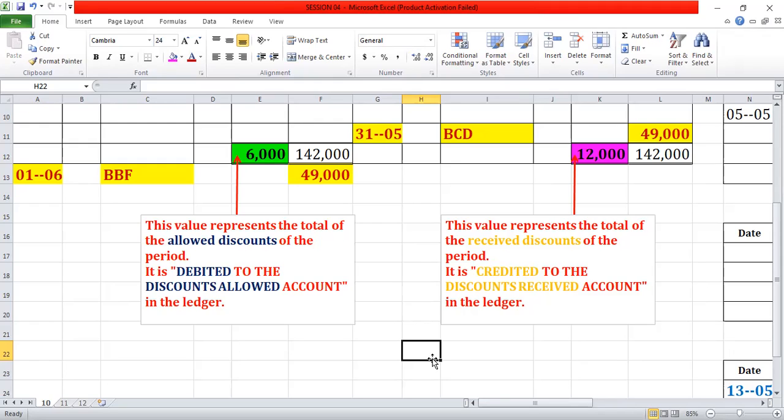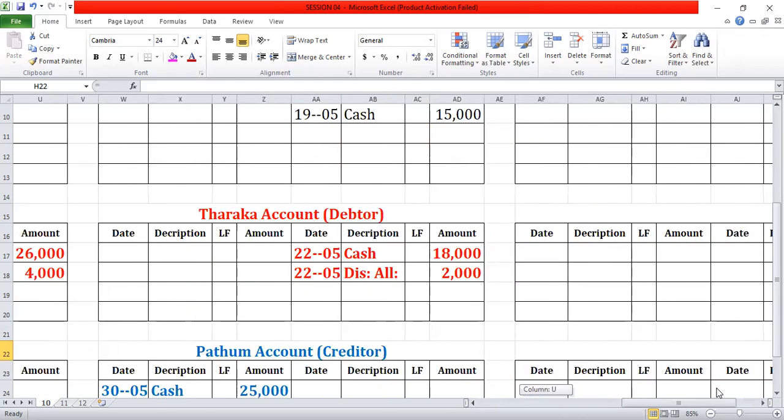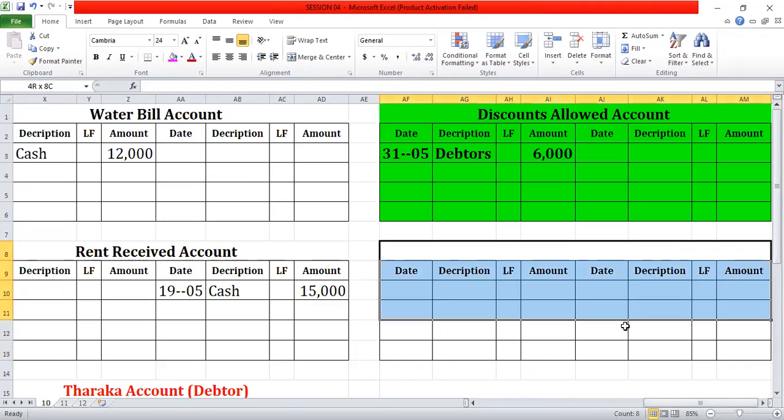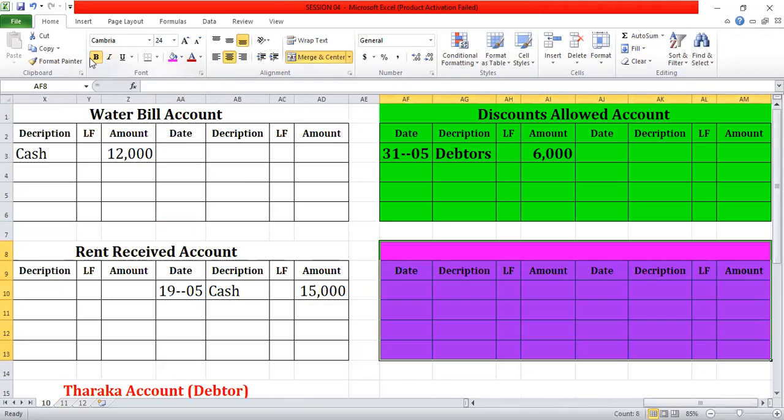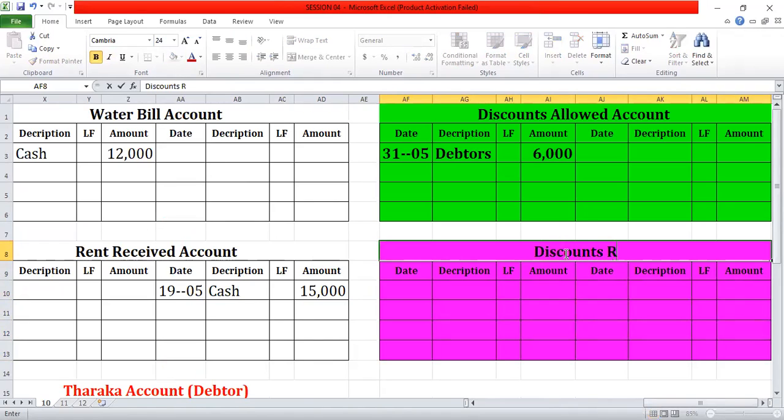Right? Now what we have to do? We have to open the last account of the question. That is, I'm going to highlight it this color. Right? මේ තමයි පුතේ මගේ. Right? The discounts received account. Discounts received account.